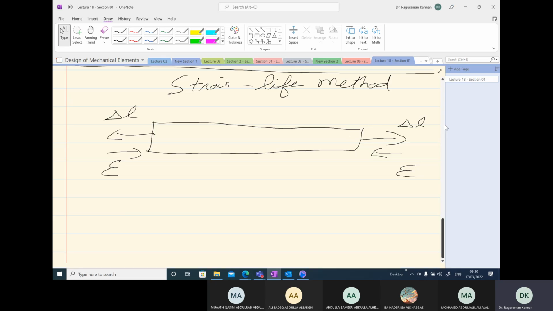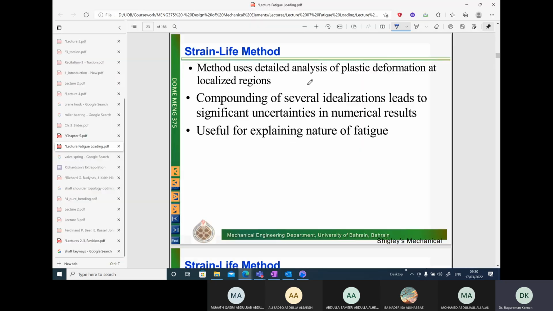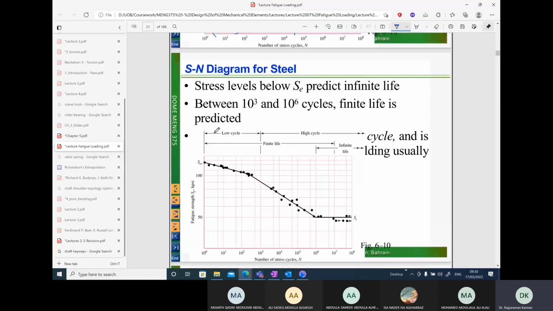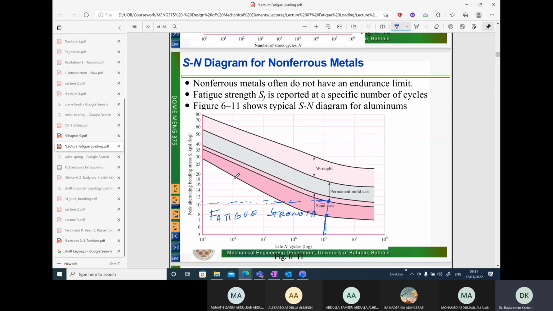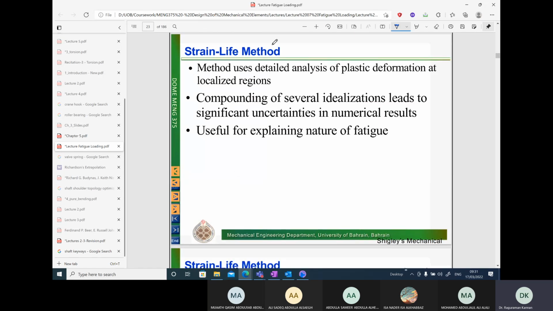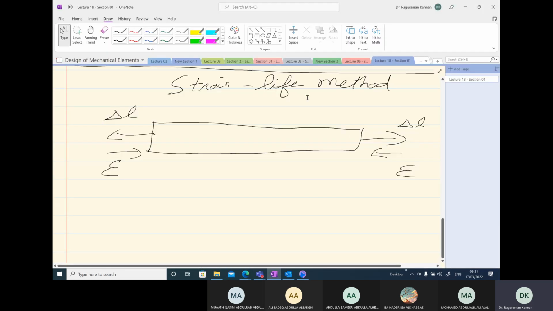Also, we saw that the strain life method was conducted or should be conducted in the region of low cycles. So it is likely when I apply the strain that plastic deformation also can take place, because we could be reaching yield strength or higher than the yield strength of the material, and therefore plastic deformation takes place while I conduct the experiment for strain life method.